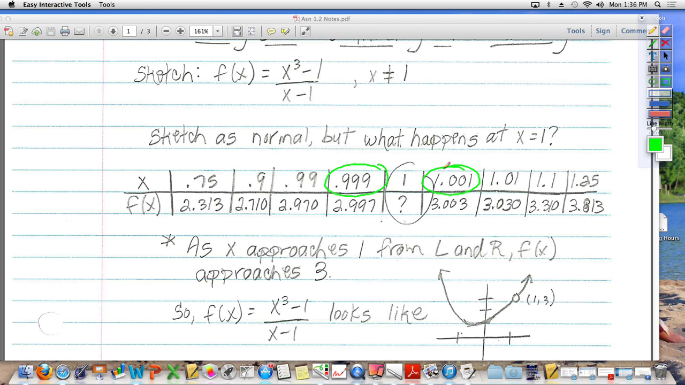So, in other words, as you get closer and closer and closer to an x value of 1, the limit of the graph is getting closer and closer and closer to a y value of 3. So as x approaches 1, from left to right, f of x approaches 3.